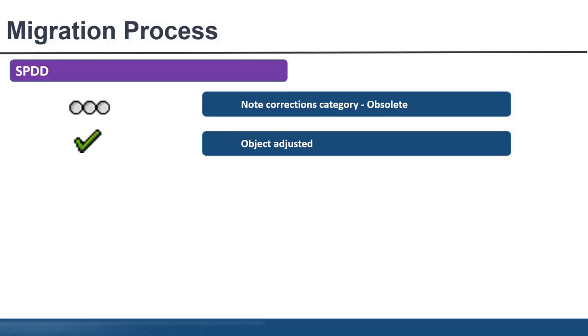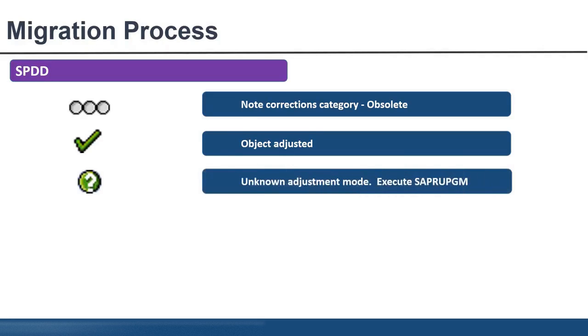from your side. Question mark symbol. This indicates unknown adjustment mode. The adjustment mode, whether it is manual, semi-automatic, or automatic, for this object could not be determined. For determining the same, you need to run the program RSUPGRPM in background.